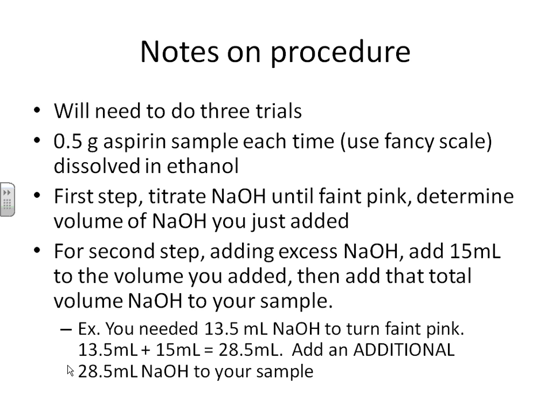Say you needed 13.5 mils of the sodium hydroxide to reach the faint pink color. Great, that is step 1. You now need to add excess sodium hydroxide, so you're going to add 15 milliliters to that volume. So 13.5 plus 15 is 28.5 mils. You add an additional 28.5 milliliters to your sample. So we do the initial titration where you added 13.5 milliliters. That's step 1. Step 2, you're now going to add an additional 28.5 milliliters of sodium hydroxide to your sample.